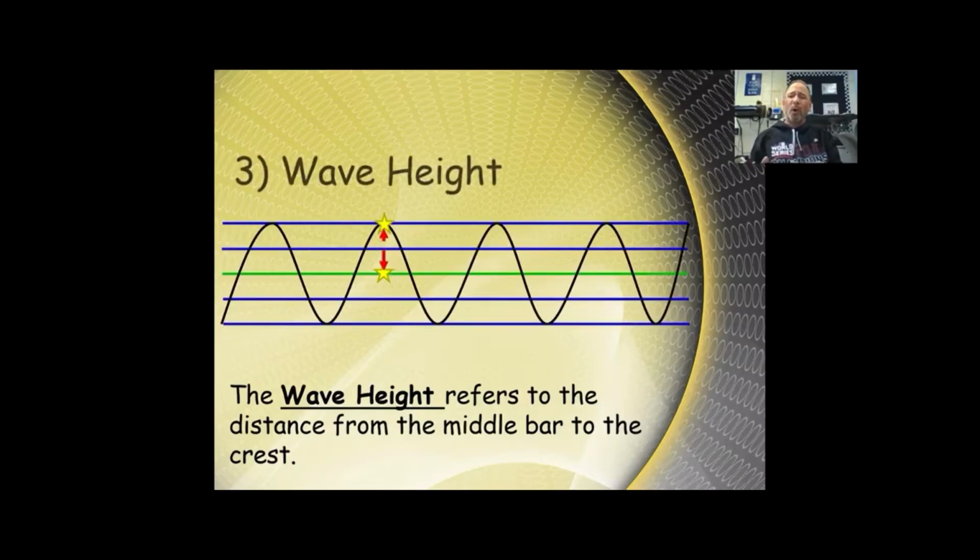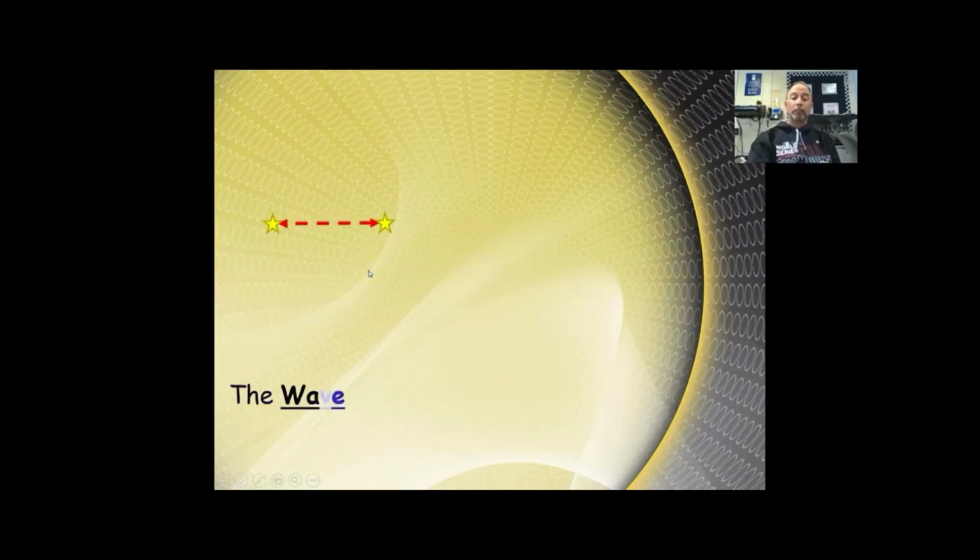Wave height, well, this refers to the distance from the middle of the bar to the crest. Or, to put you back out in the ocean, the water is right here on your waist, right? Well, if the crest of the wave is right here over the top of your head, that's the wave height, from the water to the top of the wave. Or in this case, the middle of the bar, or that green line.